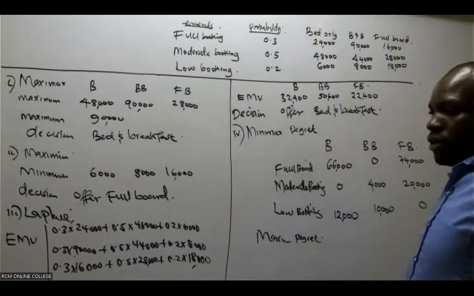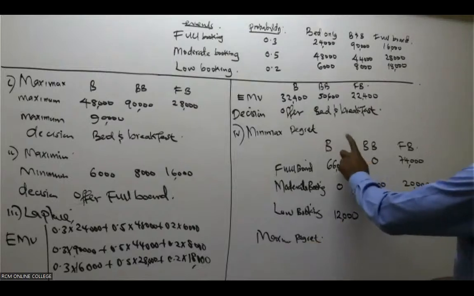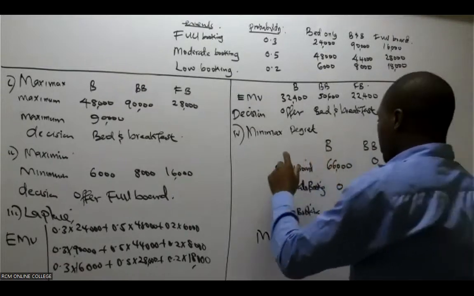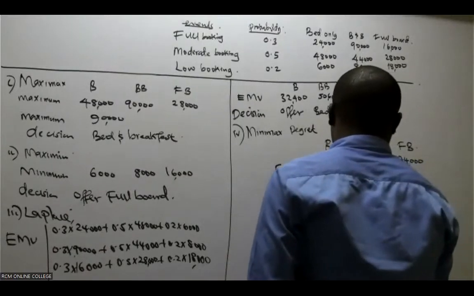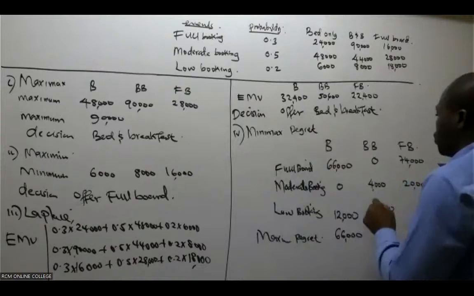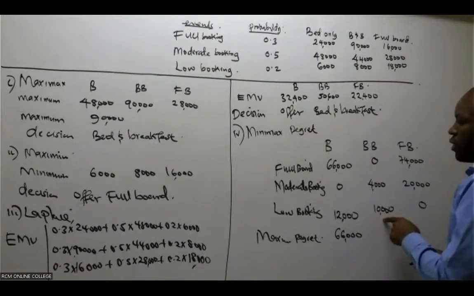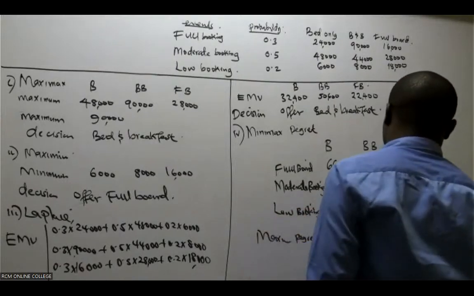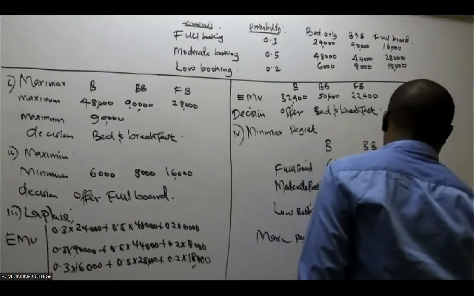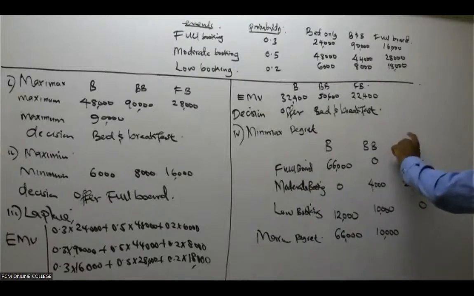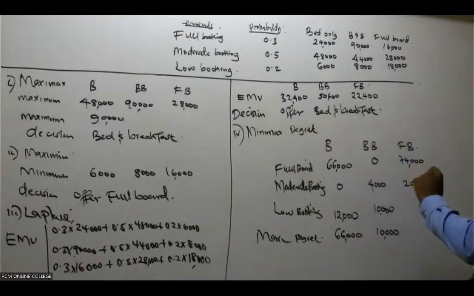Maximum regret. Should we offer bed only? We are going to lose a maximum of 66,000 under full booking. Should we decide to offer bed and breakfast, we are likely to lose a maximum, the highest figure, of 10,000 should low booking occur. When full board has taken place, we are likely to lose 74,000 as the highest figure.